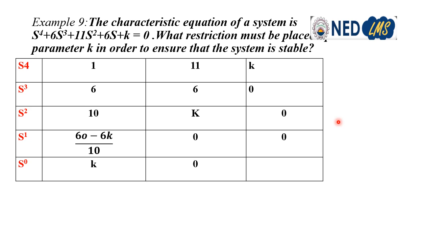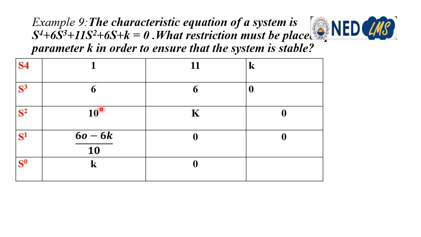The characteristic equation of the system is s raised to the power 4 plus 6s cube plus 11s square plus 6s plus k equals 0. What restriction must be placed upon the parameter k in order to ensure that the system is stable? Again, we have made the Routh table. The coefficient of s raised to the power 4 is 1, the coefficient of s square is 11, and the next, s raised to the power 0, is k. Then for s cube, the coefficient is 6, the coefficient of s is 6, and then we have a 0. There is no other alternate term here.